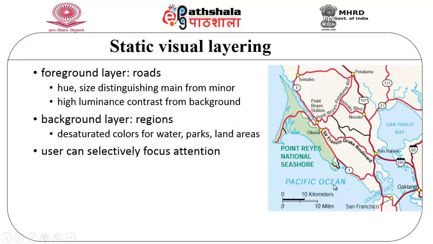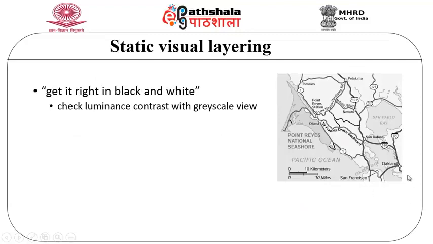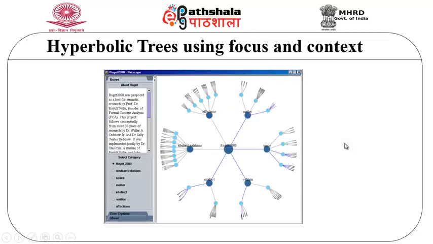So this is a static visual layering approach, wherein the foreground layers are shown as roads here, which are distinguished from the major ones using the hue as well as the size, and you have high luminance contrast with respect to the background. The background regions of the layers are represented in desaturated colors for water, parks and land areas, and the user can selectively focus the attention. So here we have shown it in the black and white approach, where we can check that the luminance and contrast is changing with the grayscale view.